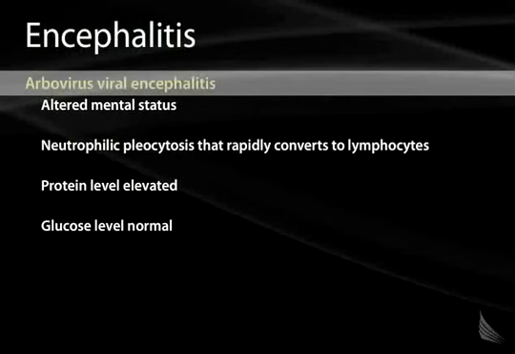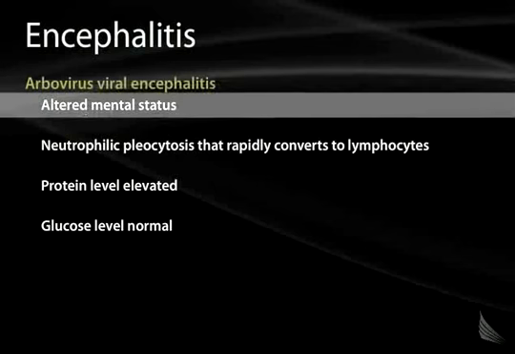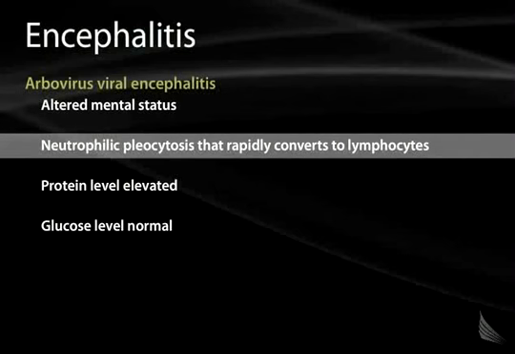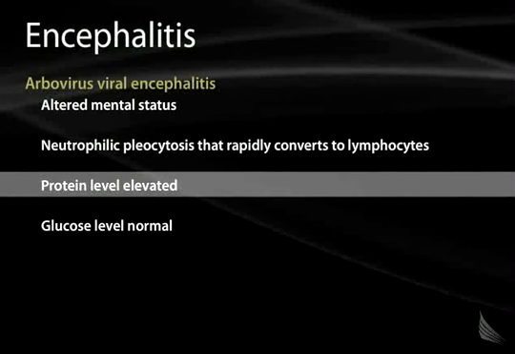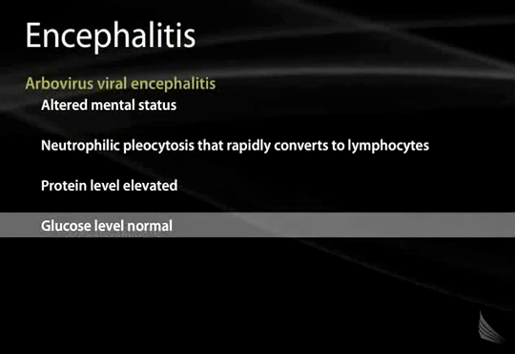Encephalitis. Arbovirus viral encephalitis will lead to altered mental status. Here you have a direct infection of the brain by a virus. You may have a neutrophilic pleocytosis, or an elevated neutrophil count in the CSF that rapidly converts to lymphocytes. The protein level will be elevated, but again, with any other viral process, the glucose is normal.